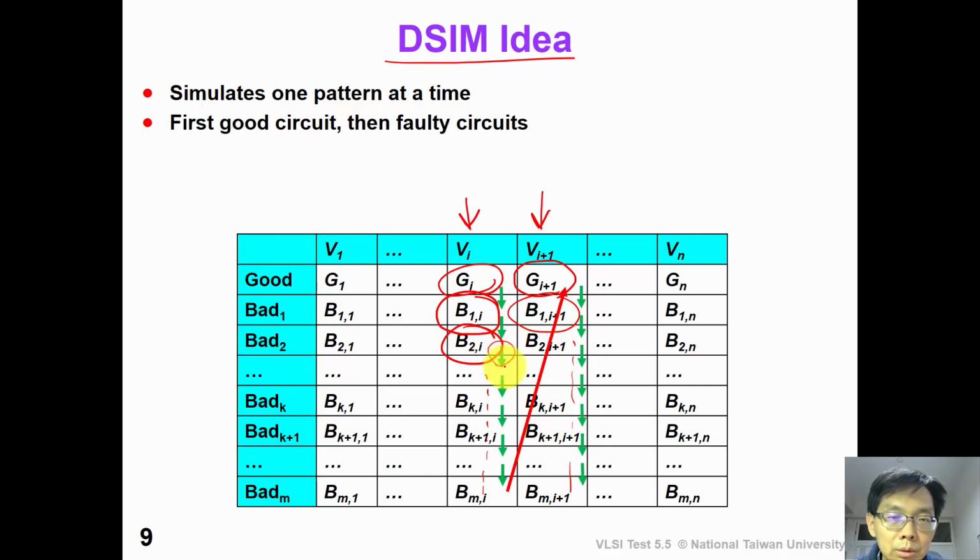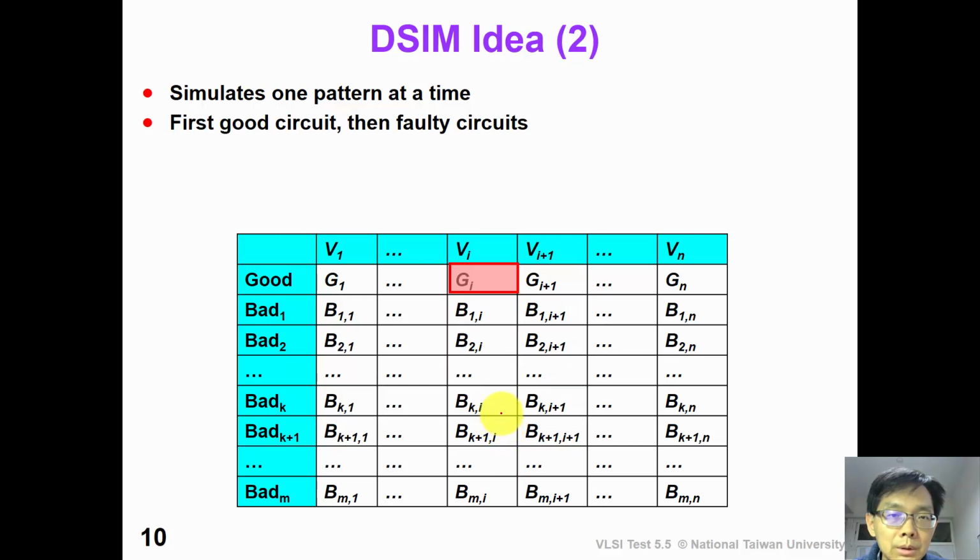Remember, we always store the state difference between the previous simulated circuit and this circuit, so the storage we need is very small. So here is an animation to help you to remember the operation. Starting from Gi, we move downward all the way to the bottom, and then we start the next one. So this is the operation of DSIM.